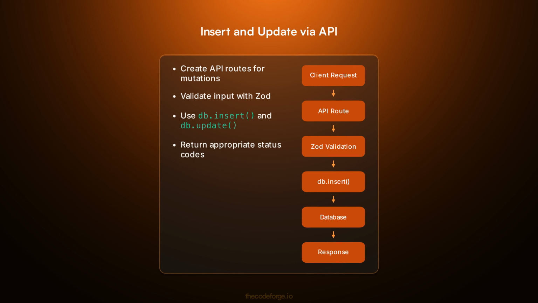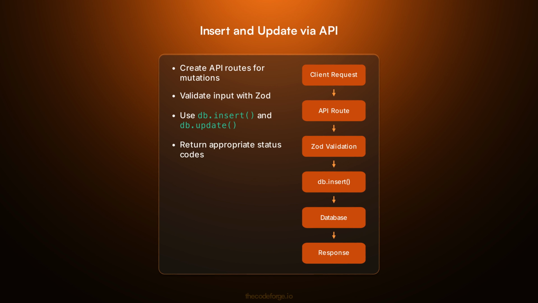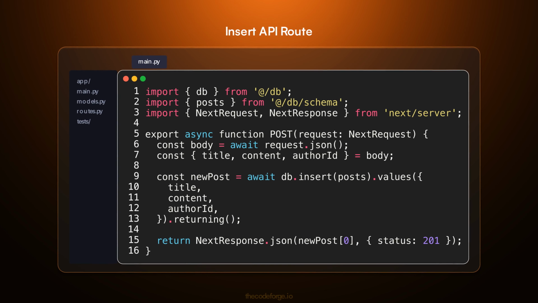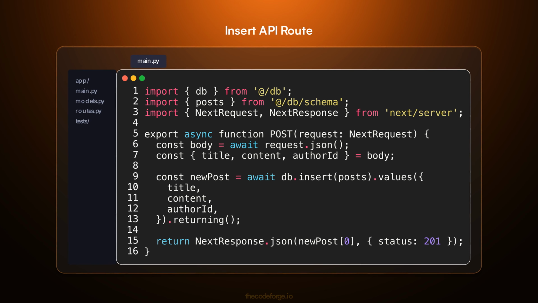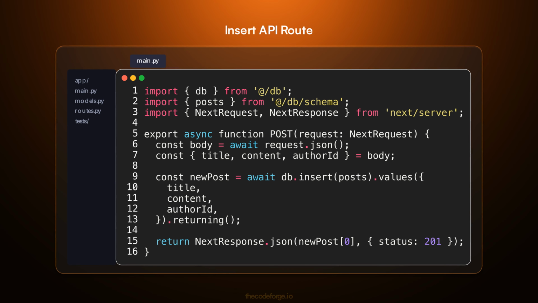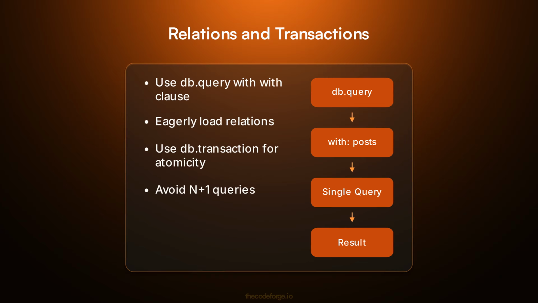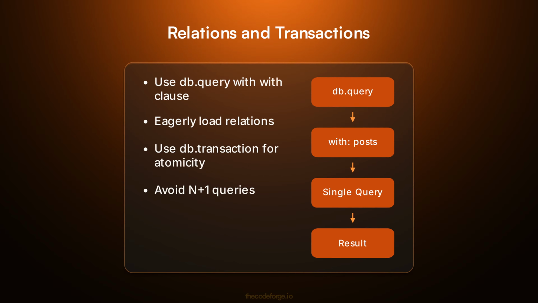For mutations, create Next.js API routes that use Drizzle's insert and update methods. Validate input with Zod or similar, then execute the query. Return appropriate HTTP status codes. This API route inserts a new post. Never trust user input. Use Zod to validate request bodies. Use returning to get the inserted row, avoiding a separate select query. Drizzle supports relational queries and transactions.